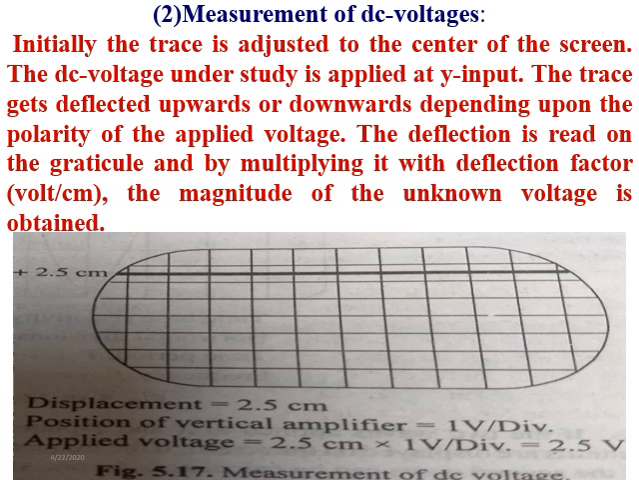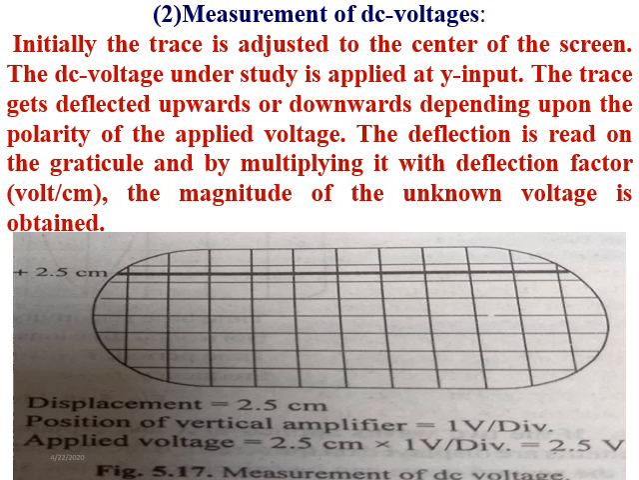that is the position of vertical amplifier. Suppose the position of vertical amplifier is 1 volt per division, then we have to multiply it with the deflection factor. Suppose initially the trace is at the center and the displacement of the electron beam after applying the DC voltage is 2.5 centimeter. Then the applied voltage will be calculated by displacement into position of vertical amplifier, that is 2.5 centimeter into 1 volt per division. So we will get 2.5 volt. 2.5 volt will be the DC voltage. In this way we can calculate DC voltage.